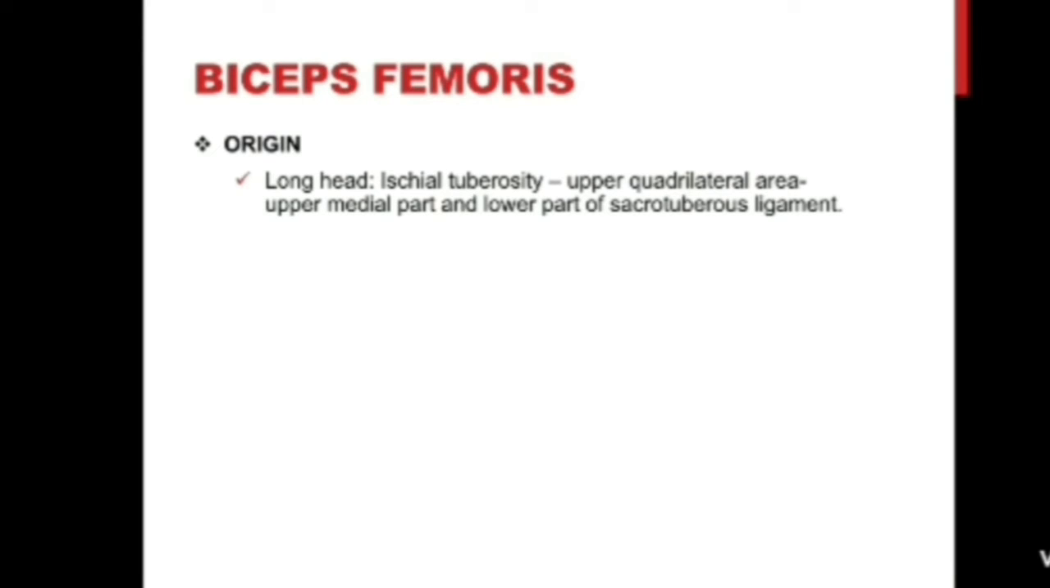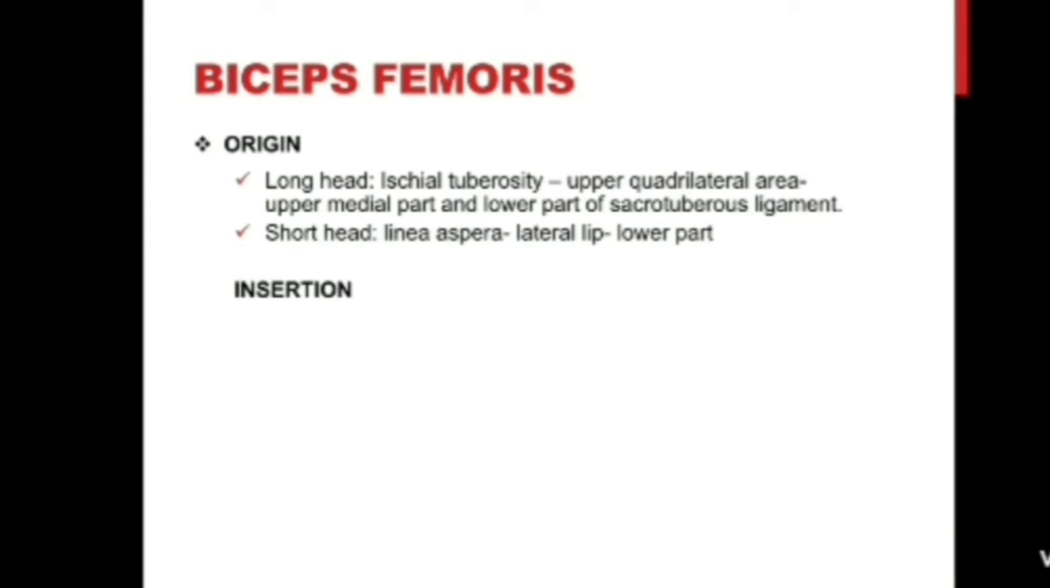Now the short head of the biceps femoris is going to come from the linea aspera. Locate the linea aspera on the bone, and the lateral lip of the linea aspera and the lower part of the lateral lip of the linea aspera. I hope you're visualizing this in your brain. We'll take a look at it nevertheless.